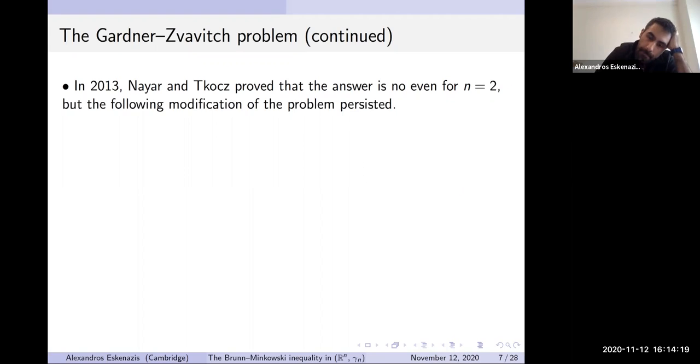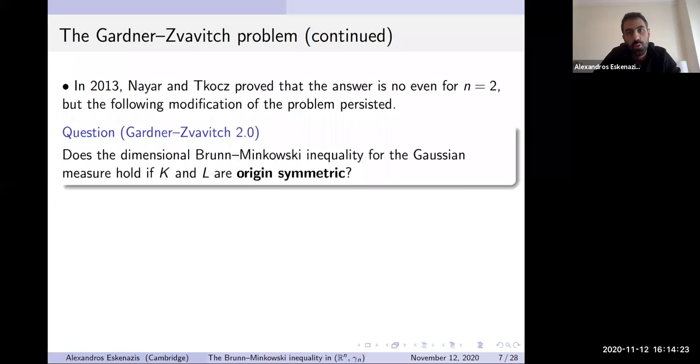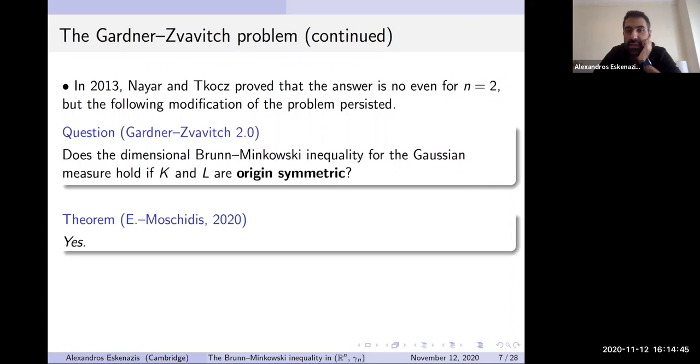But they asked a reformulation of the problem, which is whether the Brunn-Minkowski inequality in Gauss space with power 1 over n holds true if we assume the sets K and L to be origin symmetric. This means that a point belongs to K or to L if and only if its antipode belongs to K or to L. And this problem remained open for quite some time. The main theorem that I'm going to explain to you today is that the answer is yes.